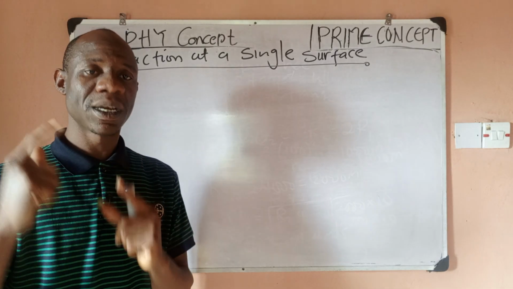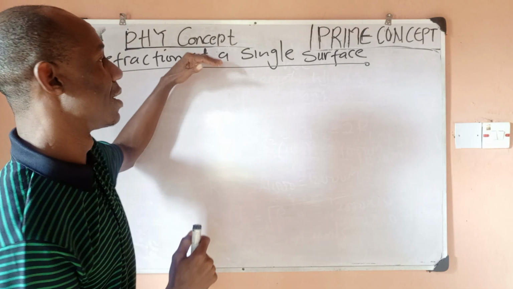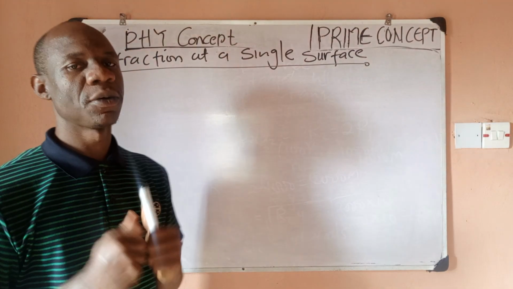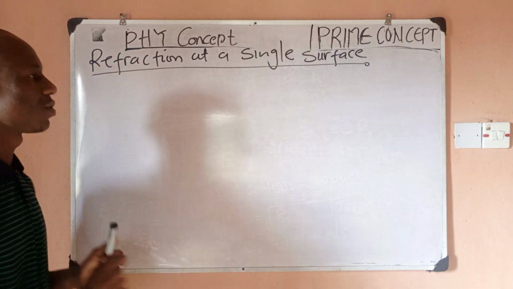But for us to be able to do that, we need to understand refraction at a single surface, the Gaussian formula for this. So let's go quickly into the business.